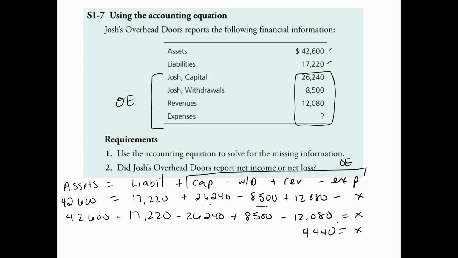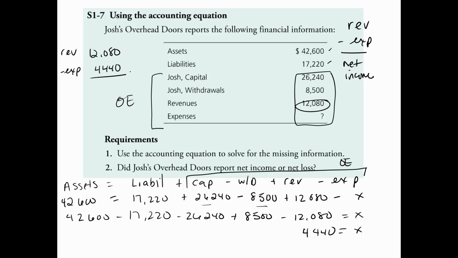The last part of the question asks, did they get a net income or a net loss? So net income or net loss: revenue minus expenses equals net income or net loss. So my revenue, let's put it over here, we have a little more room. Revenue is 12,080 minus expenses, which we said was 4,440. And so that means revenue is higher than expenses. So we have a net income of $7,640. If the revenue was less than the expenses, we have a net loss.